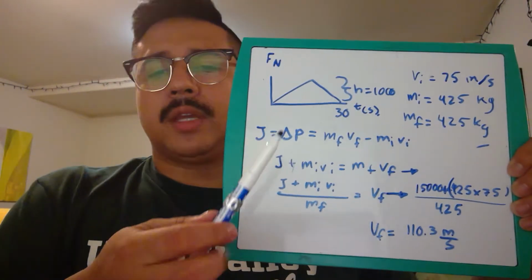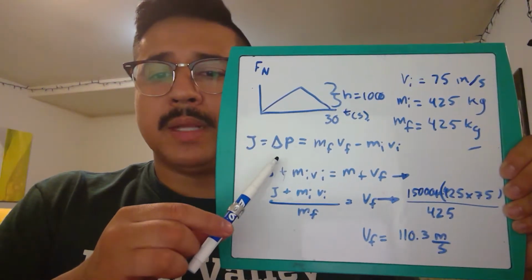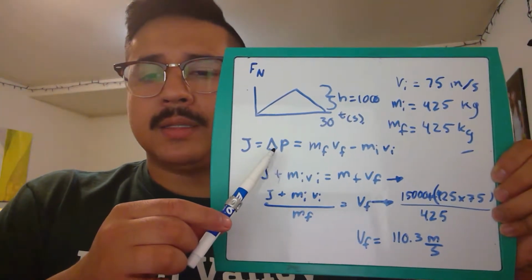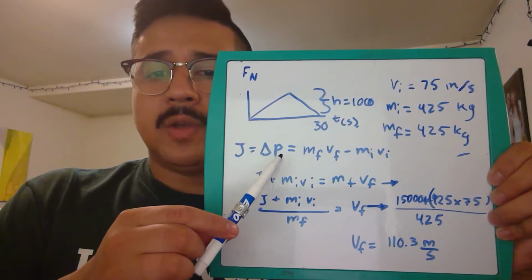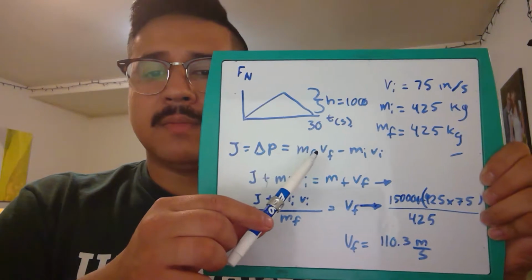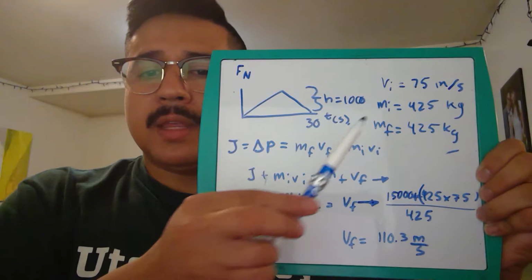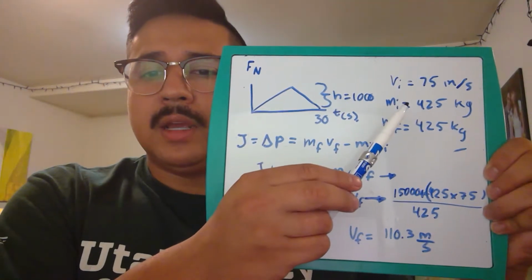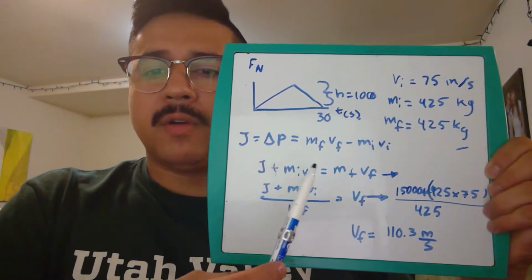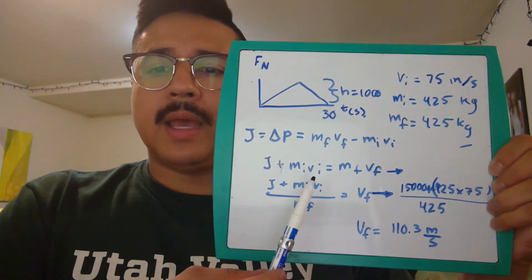First we have to look at the equation that impulse is equal to the change in momentum, which can be written as mass times velocity. Since it's the change, we're going to get the mass final times velocity final minus mass initial times velocity initial. Since we had already solved for impulse, all we need to do is solve for velocity final.